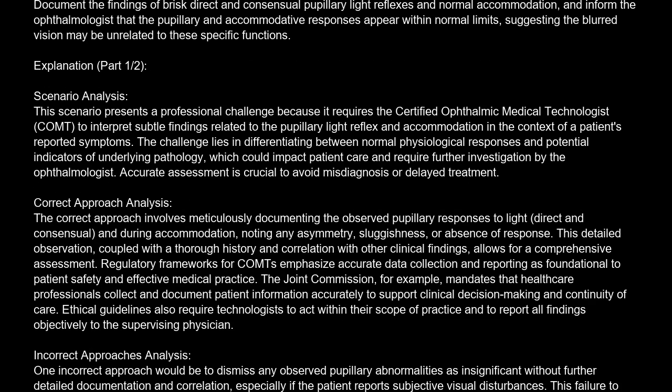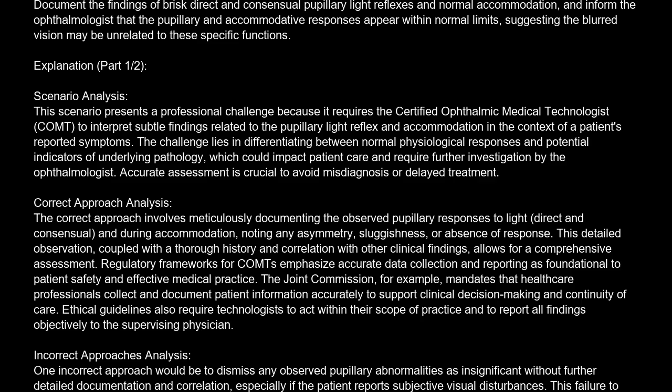The correct answer is B. Document the findings of brisk direct and consensual pupillary light reflexes and normal accommodation, and inform the ophthalmologist that the pupillary and accommodative responses appear within normal limits, suggesting the blurred vision may be unrelated to these specific functions.